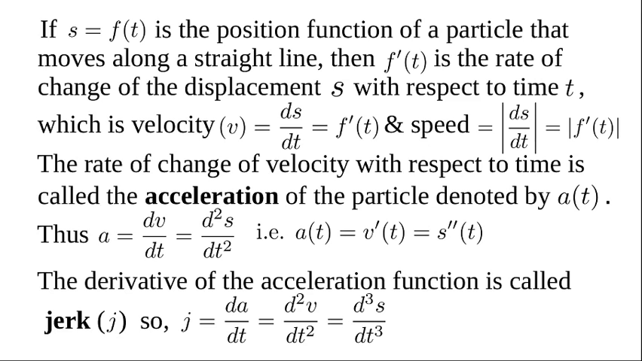The rate of change of velocity with respect to time is called the acceleration, and it is represented by a of t. Thus, a equal to dv by dt equal to d square s by dt square. That is a of t equal to v dash t equal to s double dash of t. The rate of change of acceleration is called the jerk. That is, the derivative of acceleration is called the jerk, represented as j. So, j equal to da by dt equal to d square v by dt square, and that's equal to d cube s by dt cube.